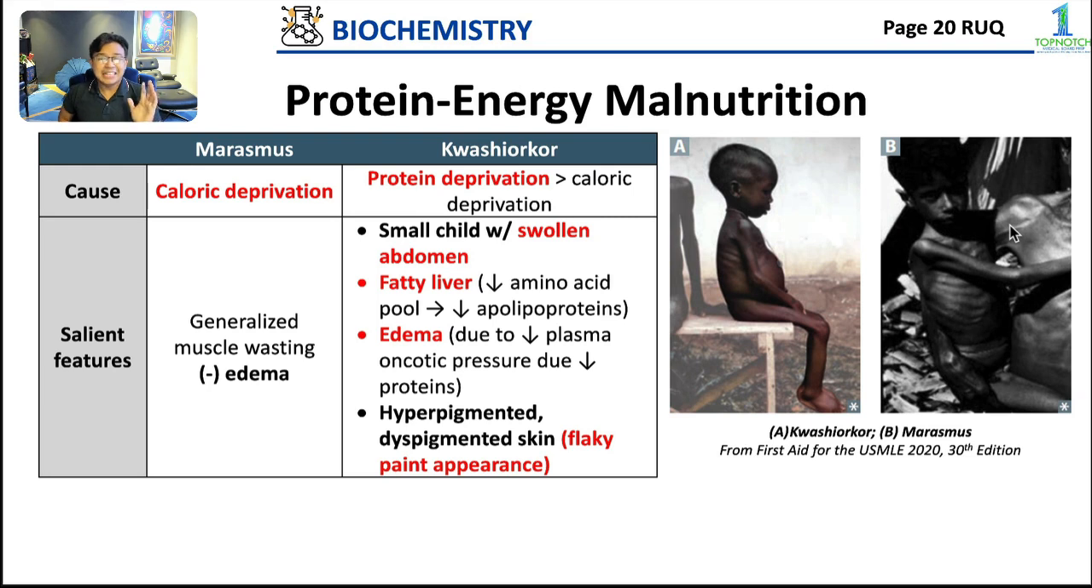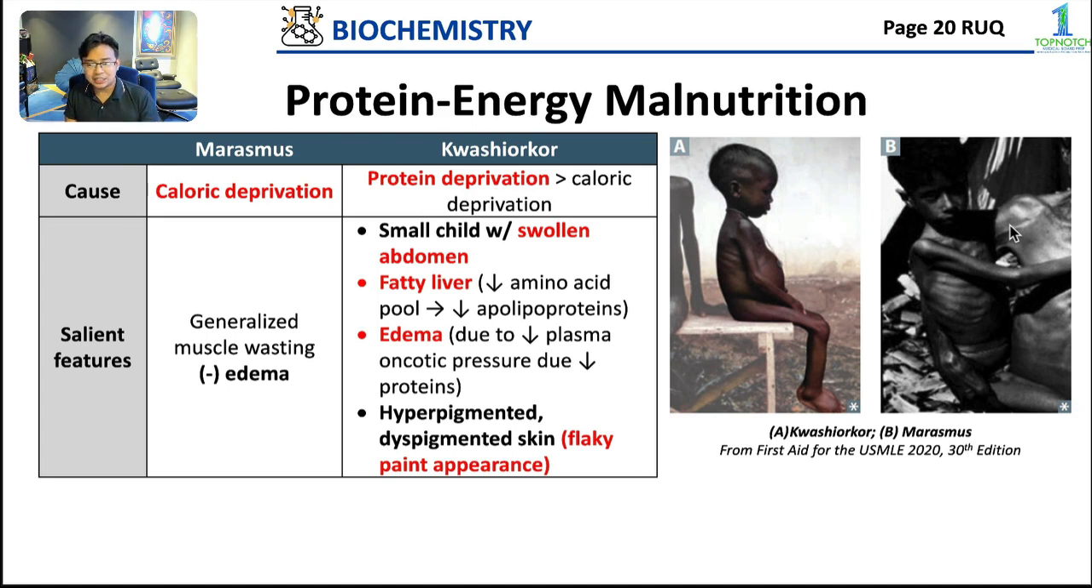Kasi remember, the albumin is the protein in the blood that confers oncotic pressure. Siya yung pressure na humahatak ng tubig from the interstitial component of the body going to the intravascular component. In kwashiorkor, you have low protein intake. Therefore, you have low albumin levels. Kaya tumatagas ang tubig sa iyong interstitial space. You become edematous in the process. You will have ascites kasi may tubig ka sa iyong tiyan.